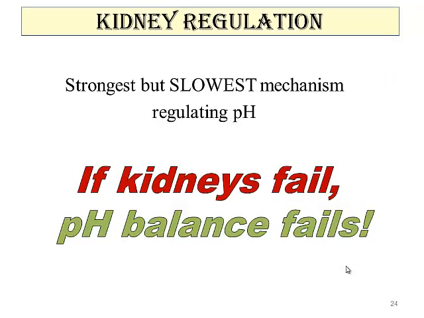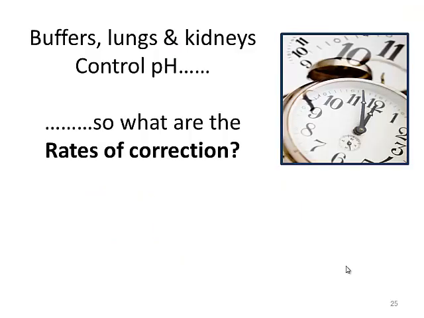The kidneys may be slower to compensate, 24 to 48 hours in healthy kidneys, and up to 2 to 5 days otherwise, but they are much more powerful, and they can return the pH to a perfectly normal 7.4. Remember that the kidneys maintain consistent levels of plasma electrolytes, including bicarbonate. So if the kidneys fail, pH balance fails. Buffers, lungs, kidneys control pH.